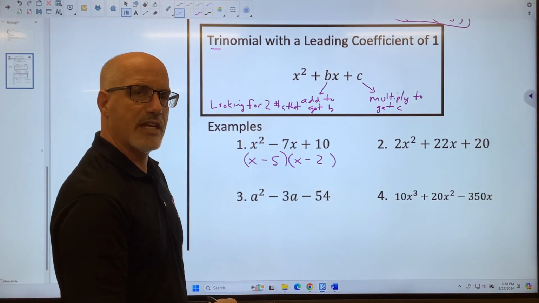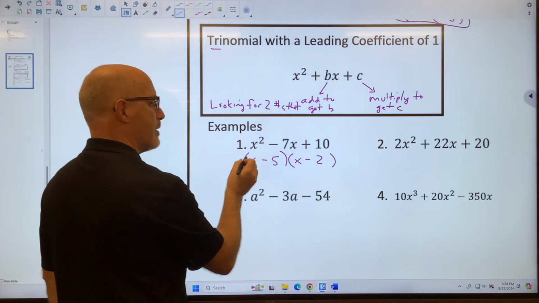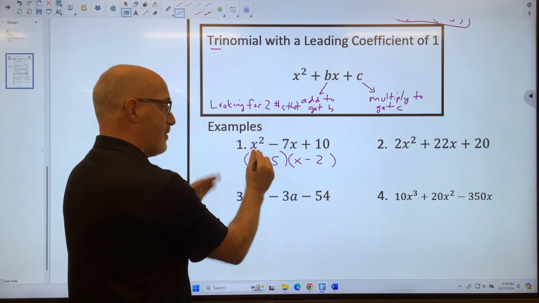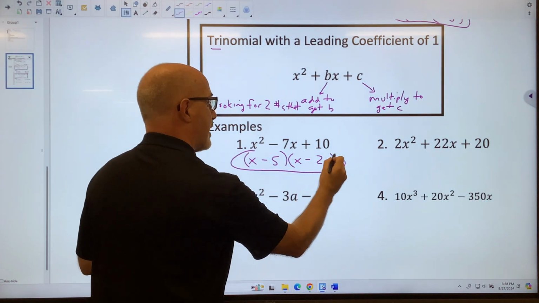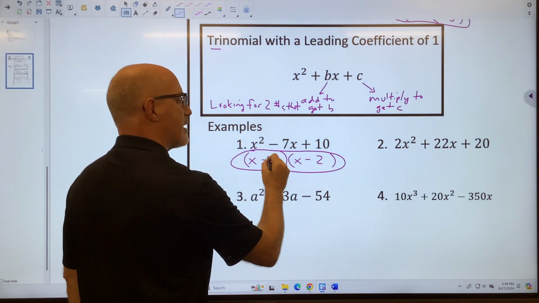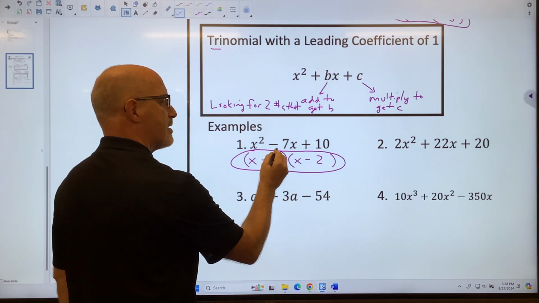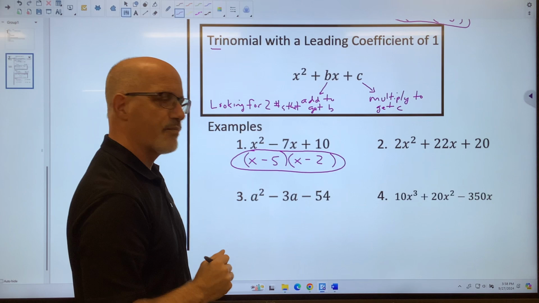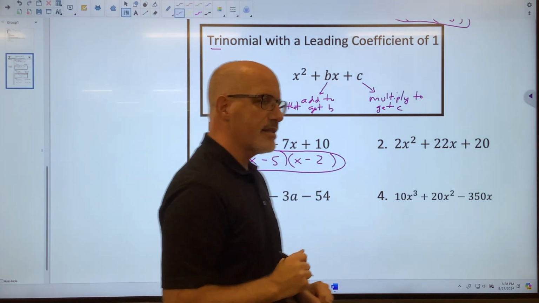That's my factorization then. That's the secret for doing this, because if I were to distribute it back through, which this is done, this is the answer, okay? But if you're checking it, x squared minus 2x minus 5x is minus 7x, and then plus 10, -5 times -2.